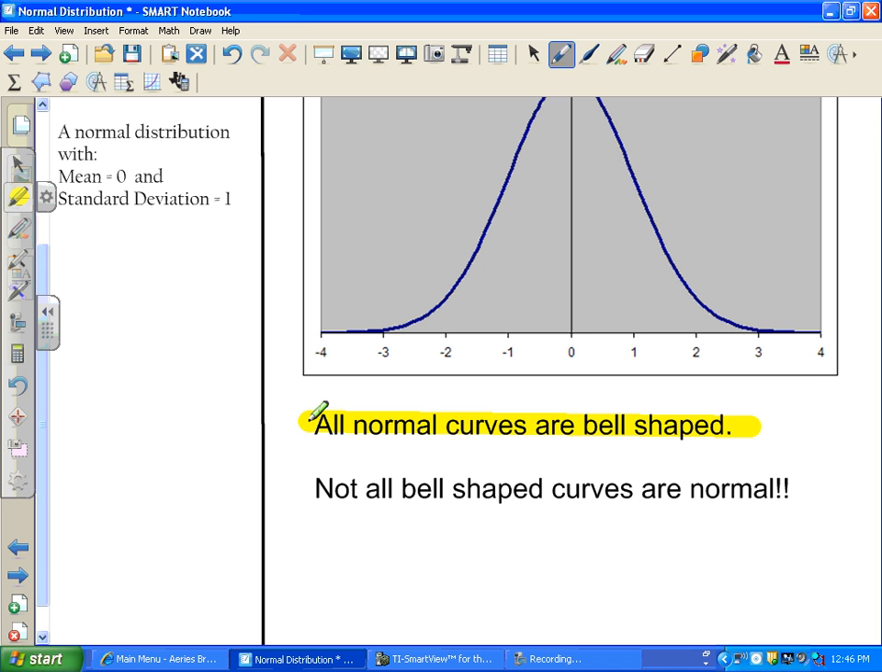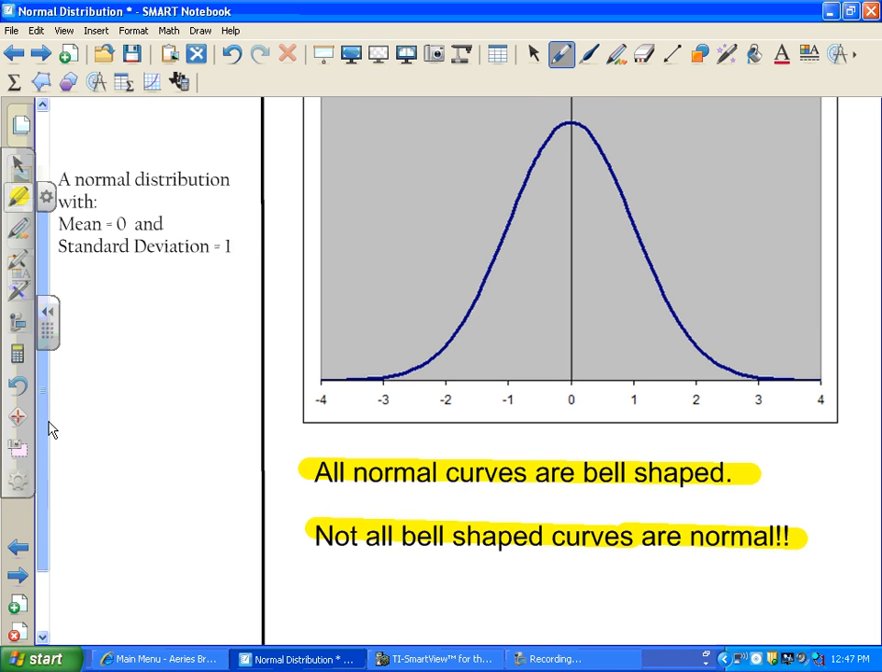Every single normal curve is bell-shaped. There are other things that can be bell-shaped. Just because something is bell-shaped doesn't mean it's normal. Okay? For example, we're going to learn about a t-statistic. The t-statistic is also bell-shaped. That is not a z-score. That is not a normal table. It's not a normal distribution. It's a t-distribution, although it will look very similar.